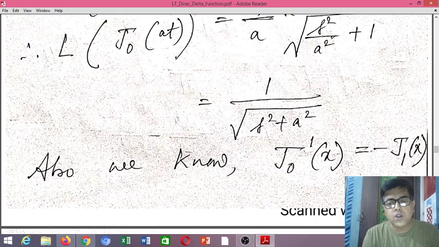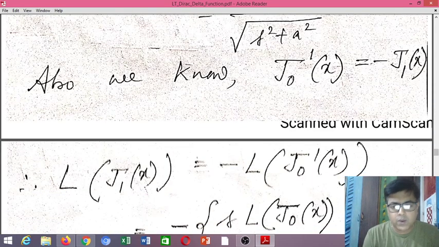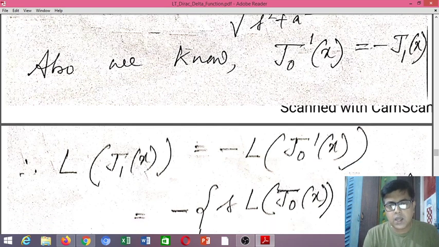So if you know that, then you can easily find L of J1x. What I'm doing is that from that relation, I am just taking the Laplace transform on both sides.